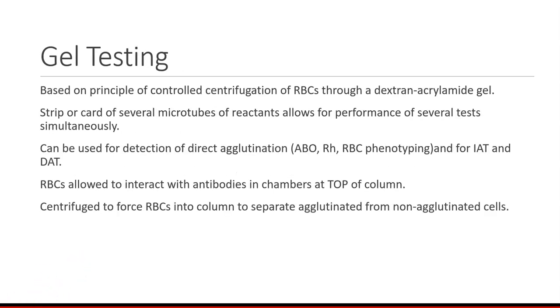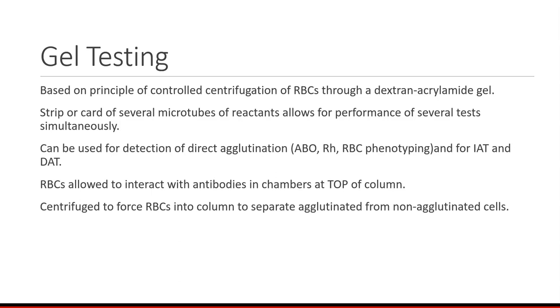Gel testing has become very popular, and it's based on the principle of controlled centrifugation of red cells through a dextran acrylamide gel. You have a strip or card of several microtubes of reactants that are built in, and it allows for the performance of several tests simultaneously. This can be used for detection of direct agglutination, for example, ABO, Rh, red cell phenotyping, and it also can be used for the indirect antiglobulin test or the direct antiglobulin test.